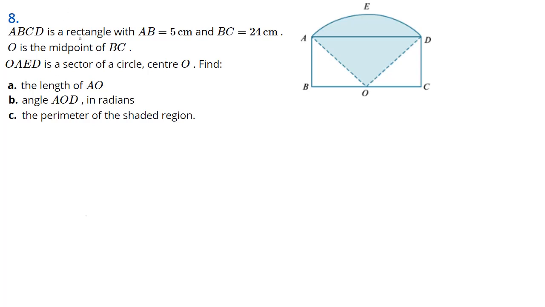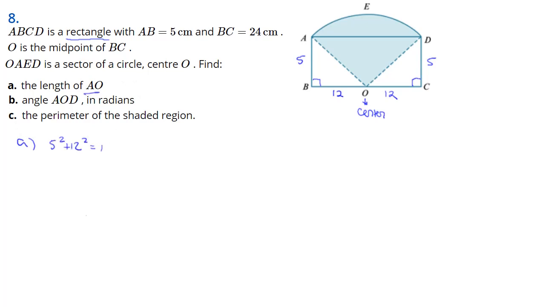In problem number 8, we've got this rectangle, and we're going to first verify we've got all the information. So we've got to label our sides, and we know it's a rectangle, so the opposite sides are going to be 5. We know this is 12 and 12 because that's a midpoint, and the whole thing is 24. And we know that this is a sector of a circle, so this is actually a center point. The first thing they want us to do is find the length of AO.